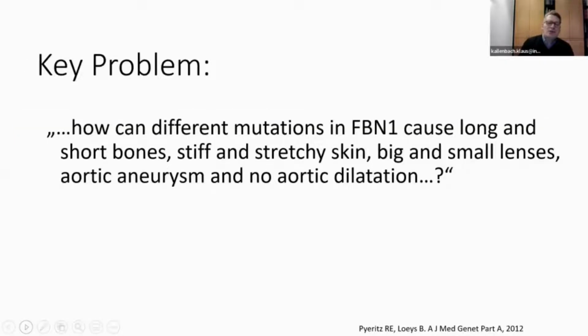So the key problem is actually, how can different mutations of FBN1 cause long or short bones, stiff or stretchy skin, big or small, and aortic aneurysms or no aortic dilatation? And this is true. There are definitely differences in the patients, and we have to look at that.